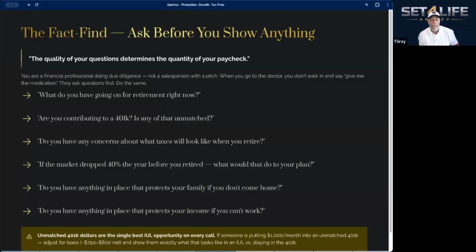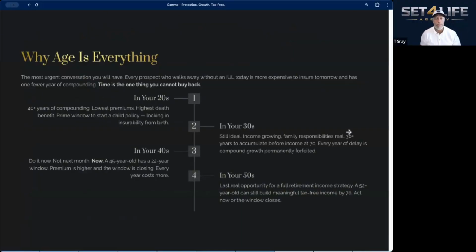What does that mean? It means if somebody is contributing $500 a month to their 401k and their company only matches up to 250, that other 250 above it should be that. We need to take that and put that in an IUL. Okay. We show them how to do that and adjust for taxes. Okay.